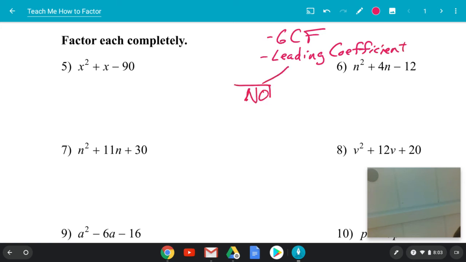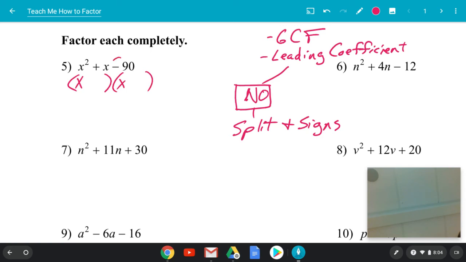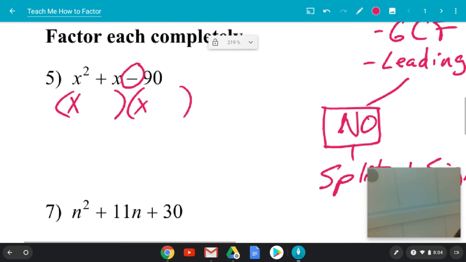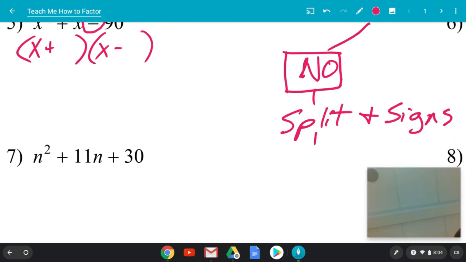And if it was no, what was the first thing I do? Split the signs. So let's split the signs. Put 2 sets of parentheses, put an X in each. And then the signs. I start by looking at my last sign. Since it's negative, that tells me my signs are going to be opposite. I can go ahead and put a plus and a minus in there. Does it matter which one goes where? No, it does not.